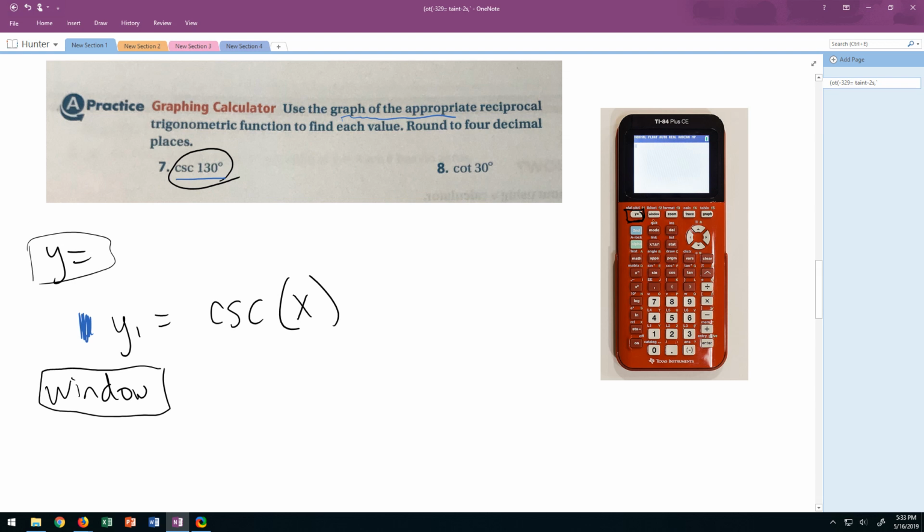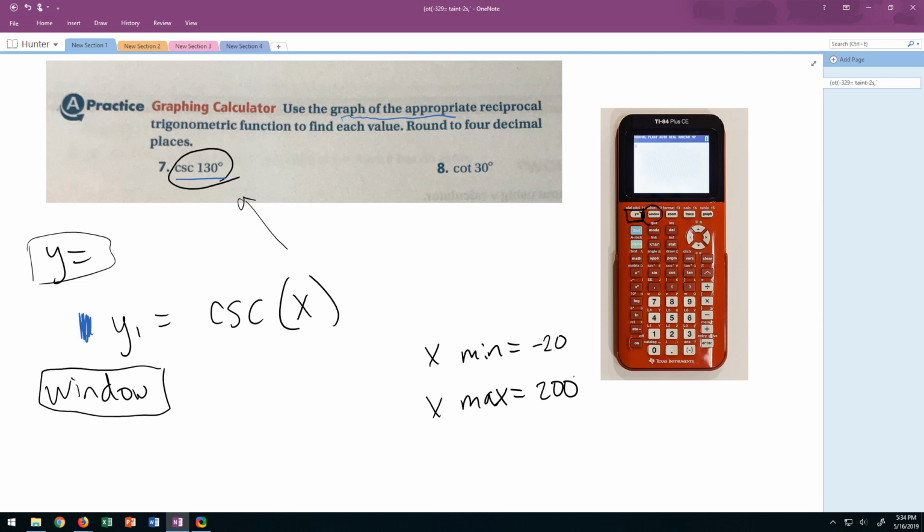The window is just the area that I'm looking at. Now, I want to be able to go up to x equals 130. So why don't we graph it from x min equal to, I don't want to do 0, I want to do just a little bit less than 0. Put minus 20. And then we'll go x maximum equal to, say, 200 degrees.